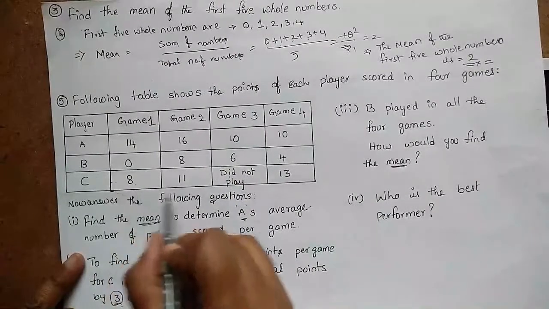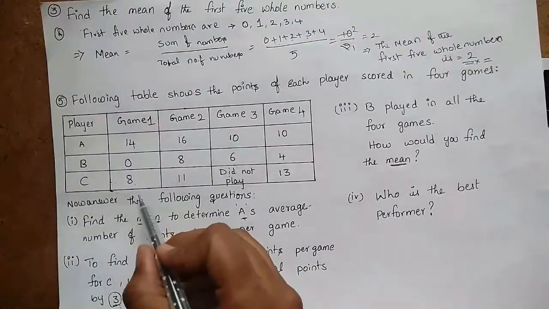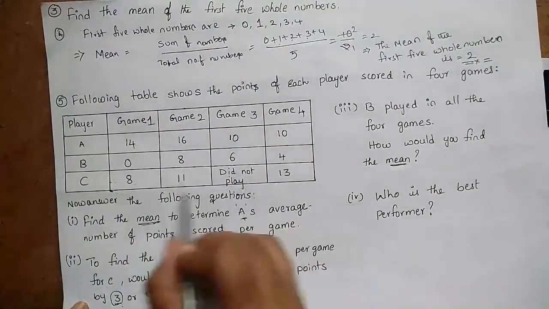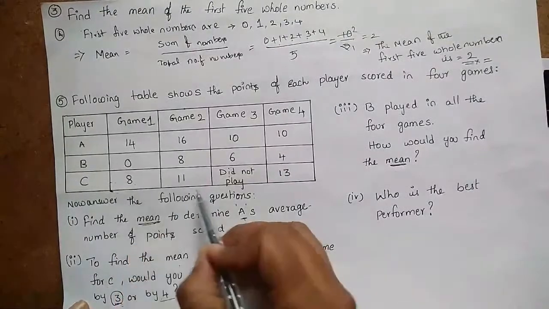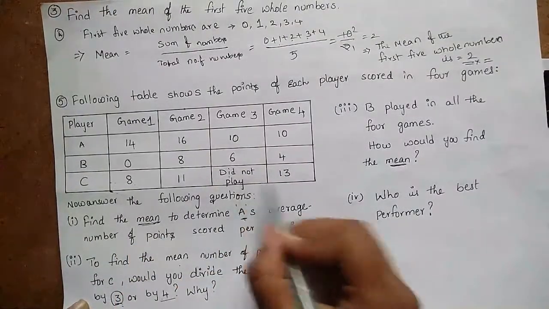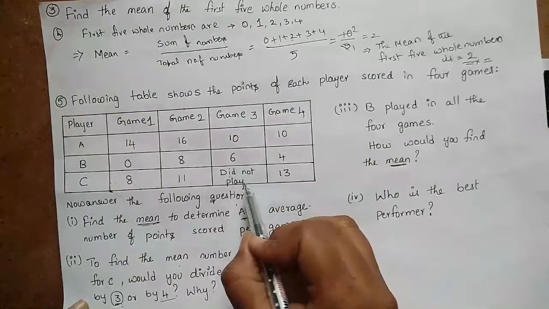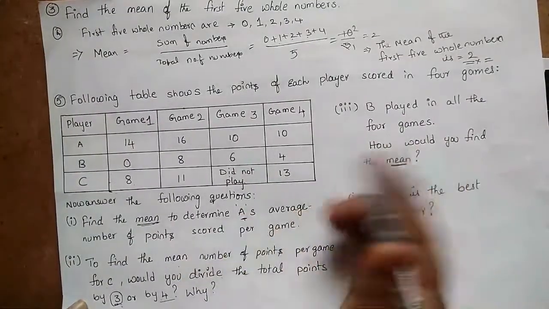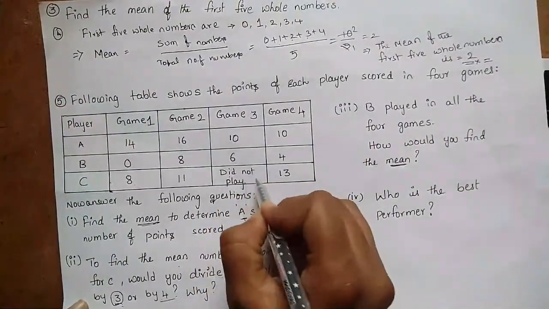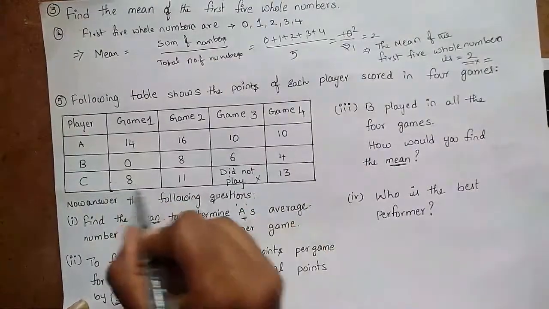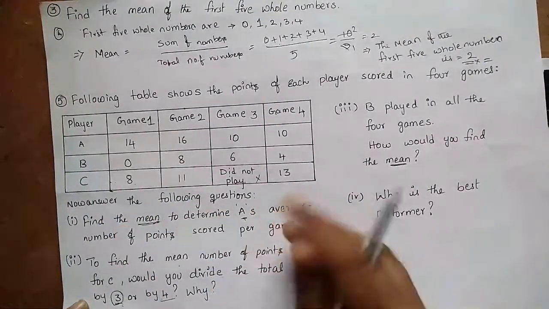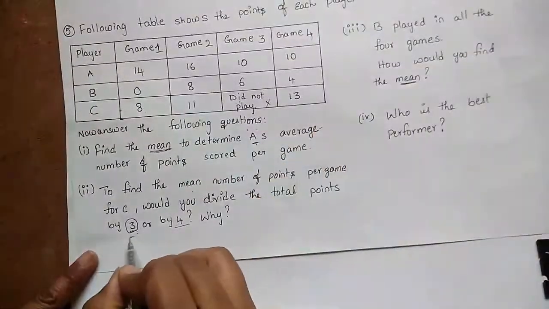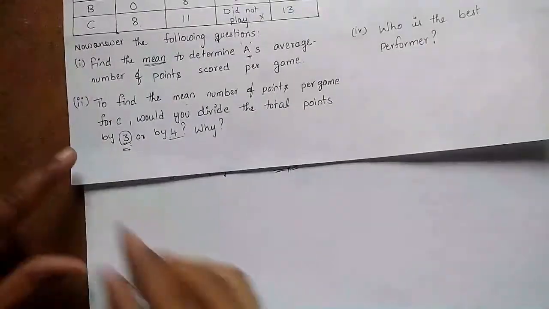So what we have to do is, the mean formula is the sum of scores: 8 plus 11, here 0, 13, because he did not play here, the total number of games he did not play is cancelled for him. Now 1, 2, 3, so the total number of games is 3, so here we have to use 3. So now calculate the mean of C.